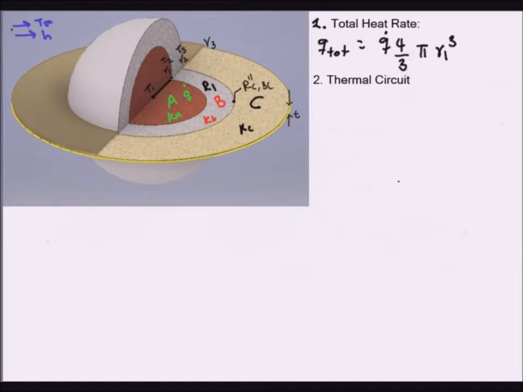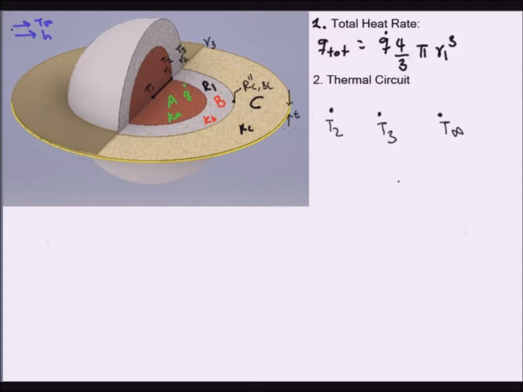So because of that, we must start at the interface between A and B at T2, and remember that the temperatures are shown as nodes. So here we have three temperatures, or three nodes: T2, T3, and T infinity.